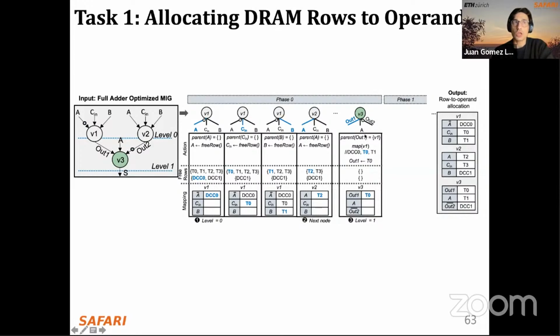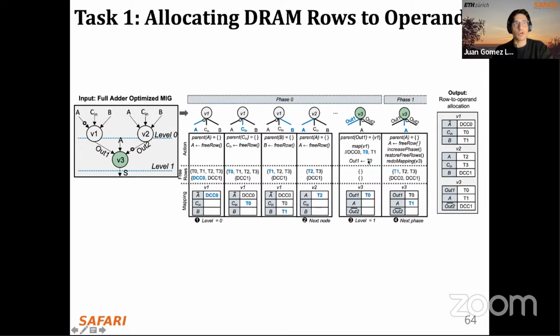So first thing to do here is to allocate out 1 that is coming from V1. Because it's coming from V1, we know where it is already allocated, right? Remember that after we execute V1, this majority operation, we will have the majority resolved in the 3 rows, and in particular, one of the 3 rows is T0. So we are going to take out 1 from T0.